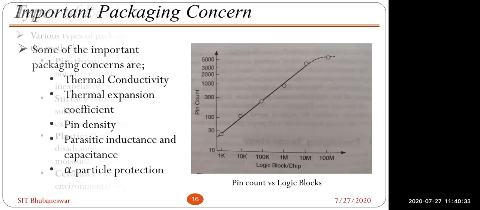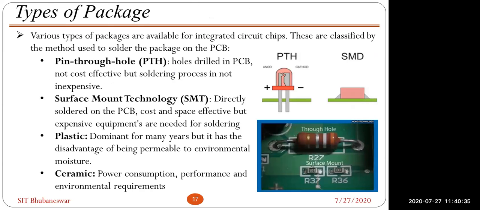So next thing is types of package. There are two types: through hole, also called pin through hole, and surface mount. In through hole, holes are there inside the PCB, and you put your chip or any component into them. But surface mount means there is no hole; directly you put the chip. Below you can see the examples. The resistor shown is the through hole type, and the surface mount resistors are also SMD components.